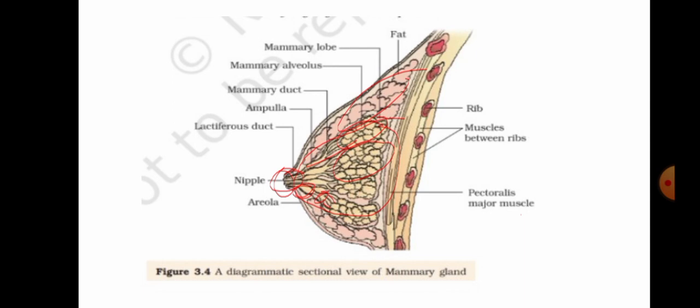Okay, so we learned mainly about the female reproductive system, mainly the mammary glands and the parts of the female reproductive system.